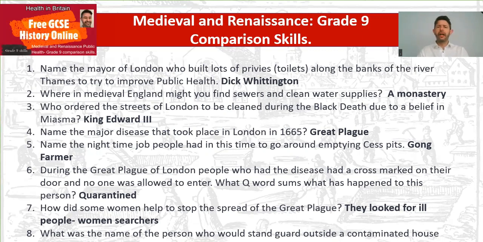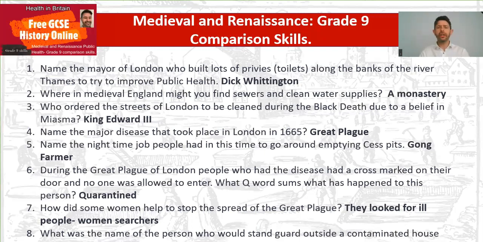Where in medieval England might you find sewers and clean water supplies? Of course, a monastery. So we're thinking about factors here, the factor of religion helping to improve public health for people. What about the Black Death and public health? Question 3, who ordered streets of London to be cleaned to get rid of the miasma smell? Well, King Edward III. So a really good example of government trying to improve public health in this time.